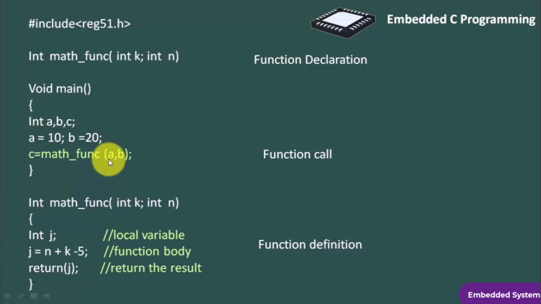It will pass the value of a, that is 10, to k and the value in b, that is 20, to variable n. Here int j is a local variable which stores the output after this arithmetic operation and returns the result value. The return value will get stored to variable c.